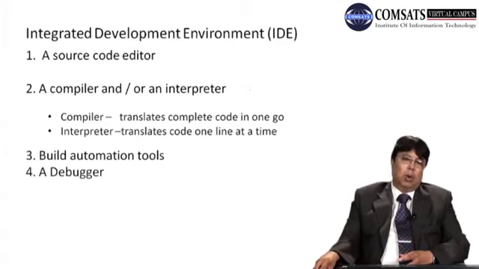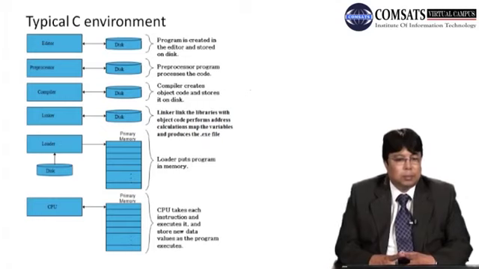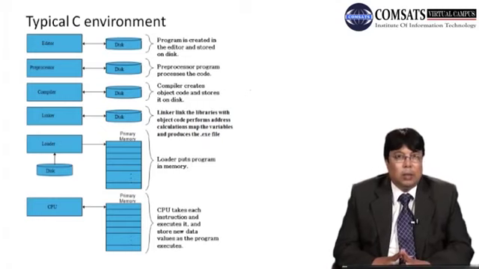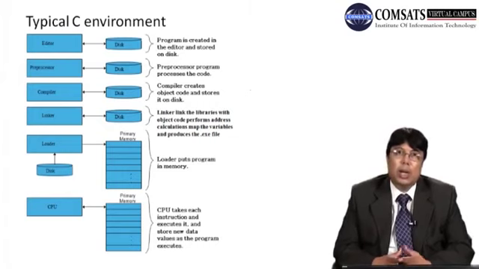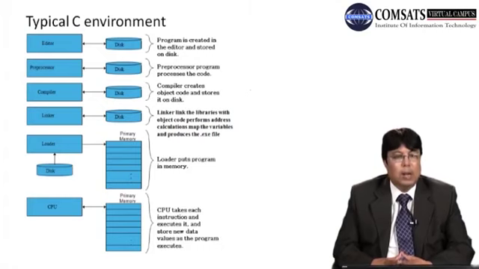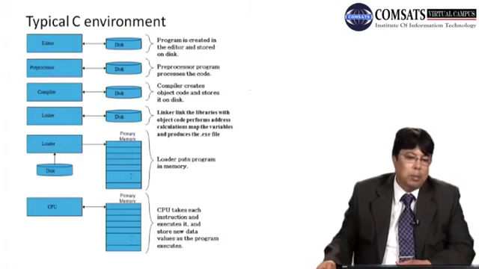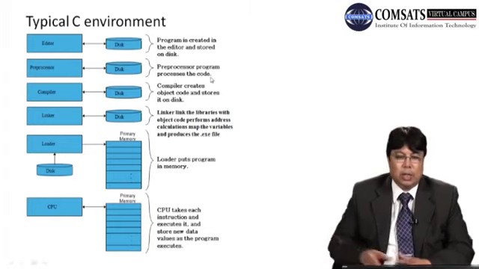So before I complete this lecture, I would like to discuss the typical C environment. We need an editor, and that editor is required to create the source code, and that source code we save in a file, meaning we save it on a disk. Then we need a compiler, but here in this slide you will see preprocessor. This is something that I will explain in the next lecture.